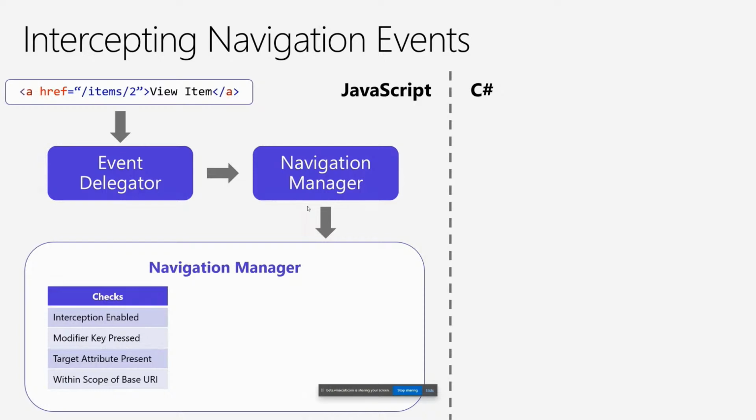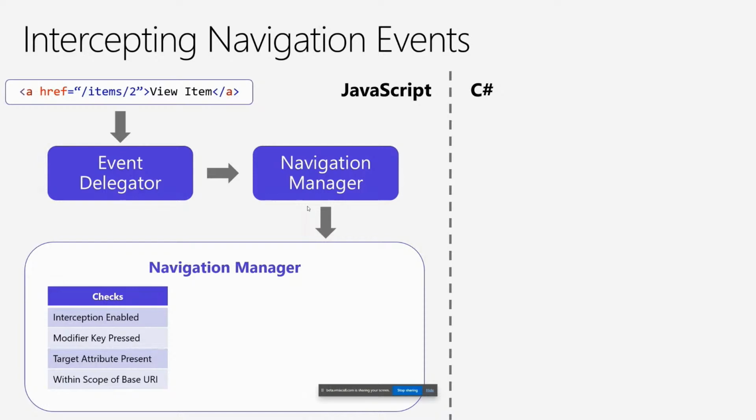Right. The next check is the modifier key press. So that's pretty much what I referenced a second ago. If you're holding down control when you click a link to open it in a new tab, you don't want Blazor stopping you doing that. Or Alt or Shift, right? Or Alt or Shift, exactly. Or probably Command on a Mac. Yes, Command on a Mac. So all those are checked as well by the navigation manager.